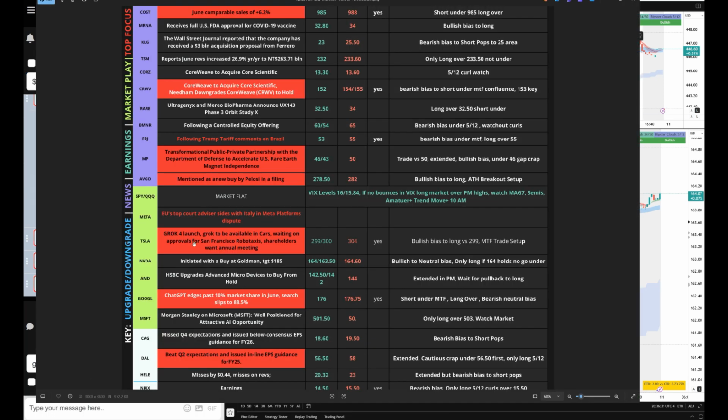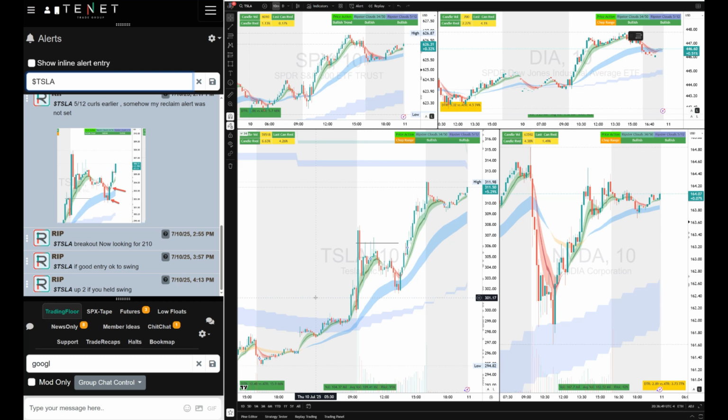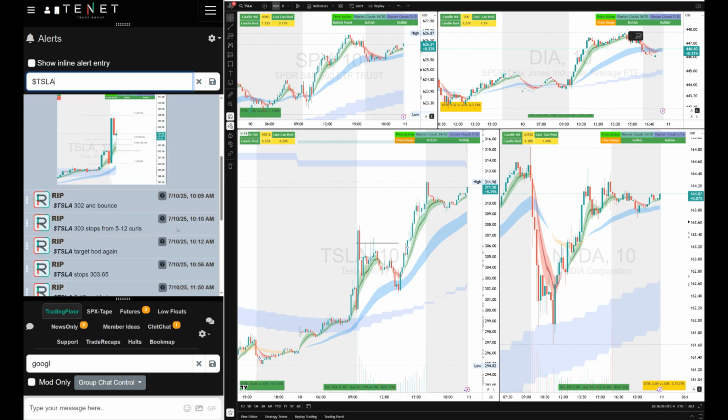So on Tesla: Grok for launch, Grok to be available in the cars, waiting for approval in San Francisco for robotaxis, and the shareholders annual meeting. So the bullish bias was to go long versus 299. That was the plan, an MTF trade setup. All the planning is given to the traders and community, just like how I teach you on X. You can literally know what I'm going to do, so you can take the plan and trade it on your own.